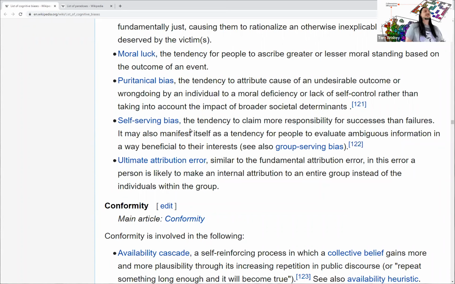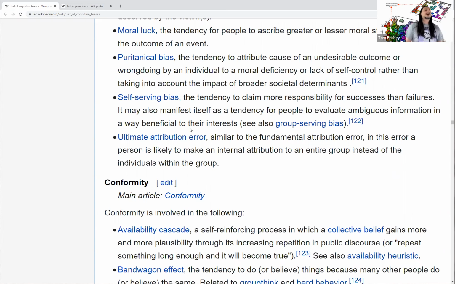Realizing when you succeeded by plan and realizing when you succeeded by luck is just as important as realizing when you failed because of a plan and when you failed because of bad luck. Puritanical bias: the tendency to attribute the cause of an undesirable outcome or wrongdoing by an individual to a moral deficiency or lack of self-control. Yeah, that was the, we need to find the evil sinner who ruined my plan, because my plan is above reproach. Self-serving bias: claiming more responsibility for successes than failures.